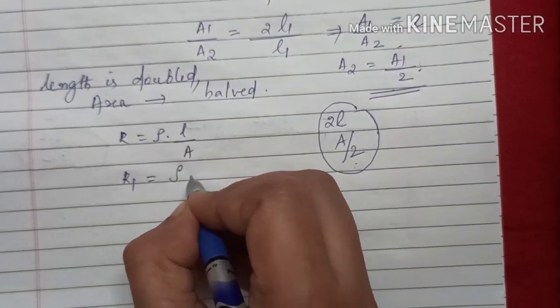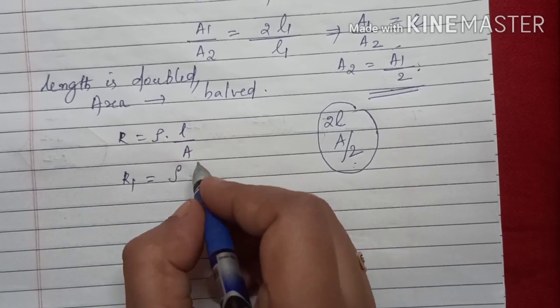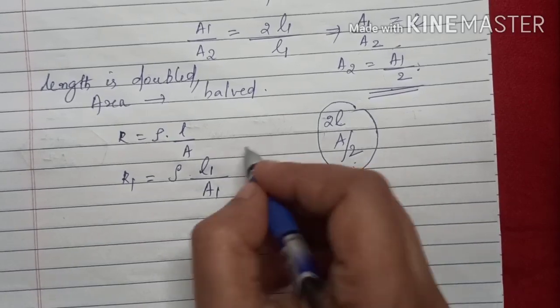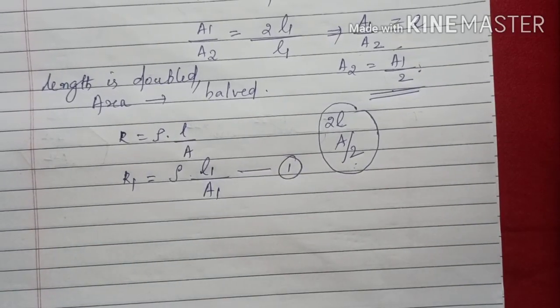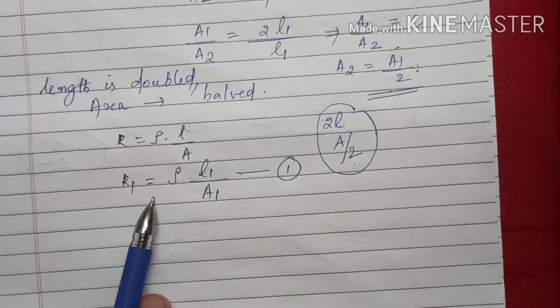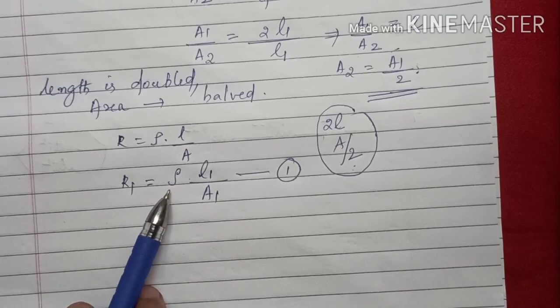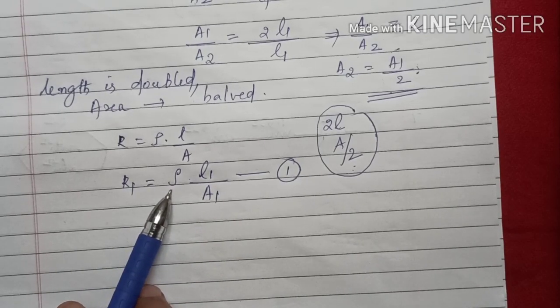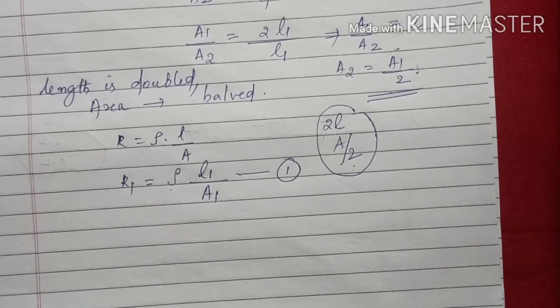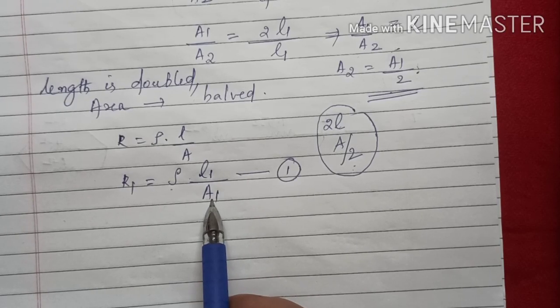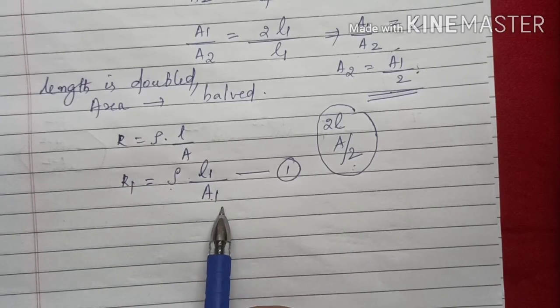So rho into L, which I take as L1 in the first case, and area A1 in the first case. This is my equation number 1: R1 is rho into L1 by A1. I didn't write it as rho 1, because rho will not change when I change the length or area. While teaching the theory, I told that resistivity doesn't depend upon length and area. Only resistance depends upon length and area.